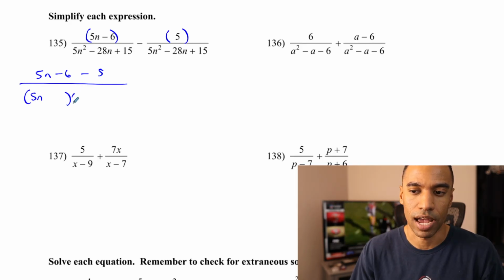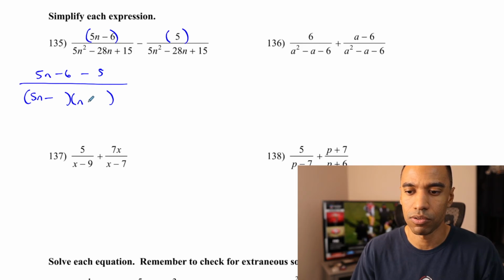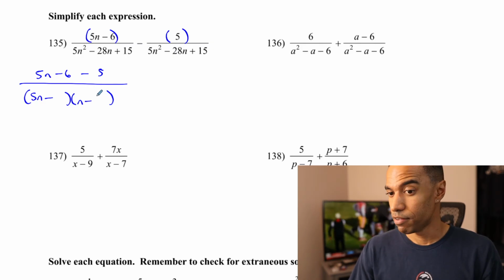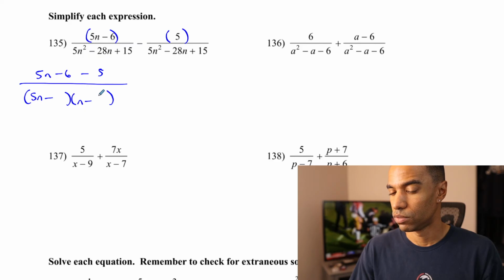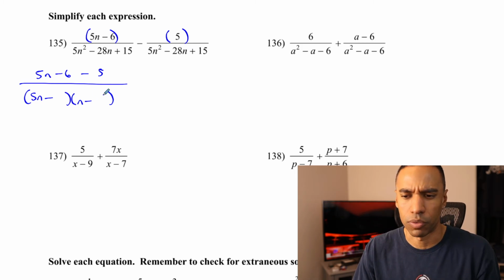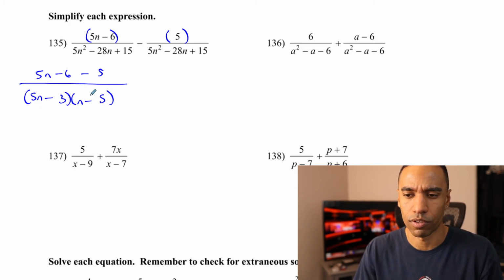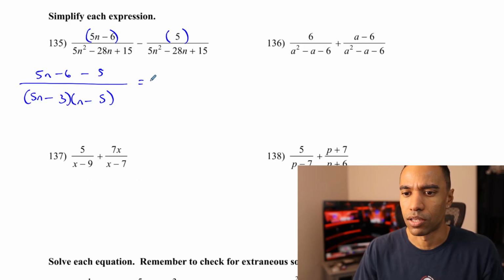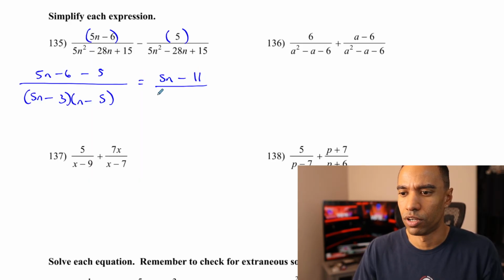Maybe it can't factor. I do not know. Let's find out. 3 and 5. No. 15 and 1. Oh, maybe it can't factor. 5 and 3. 5 and 3. Negative 25 minus 3. Yes, it can. Okay, so that's 5n minus 11 over 5n minus 3 times n minus 5.